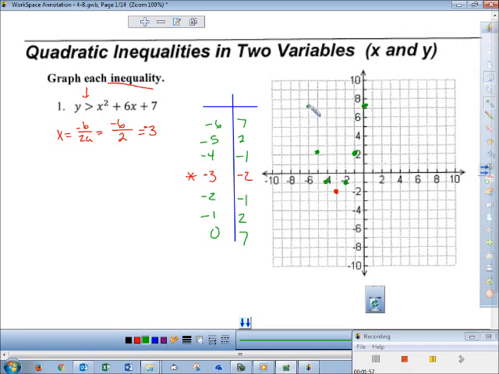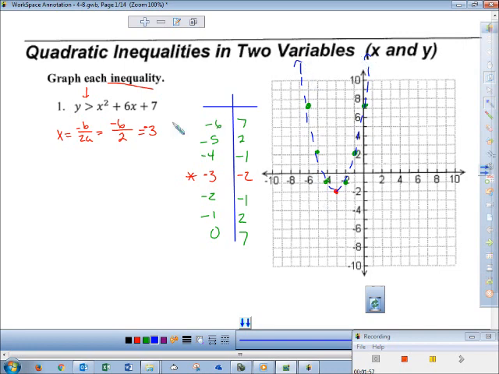Symmetry around this. But now, it's just like when you graph linear inequalities, you had to use either a solid line or a dashed line. Well, same concept here. Since I don't have an equal to bar on this, I do not want to connect these together with a solid curve. I want to use a dashed curve, meaning any ordered pair actually on this parabola does not satisfy this inequality.